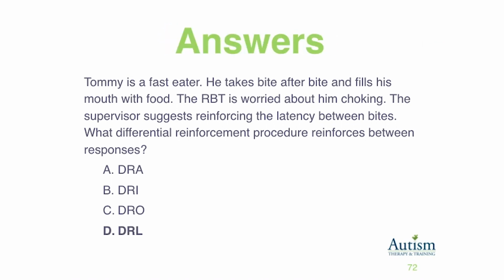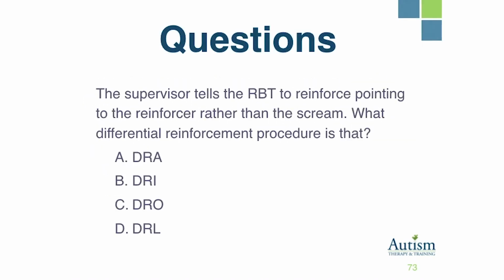And the correct response is D. DRL. The supervisor tells the RBT to reinforce pointing to the reinforcer rather than the scream. What differential reinforcement procedure is that? A. DRA, B. DRI, C. DRO, or D. DRL?